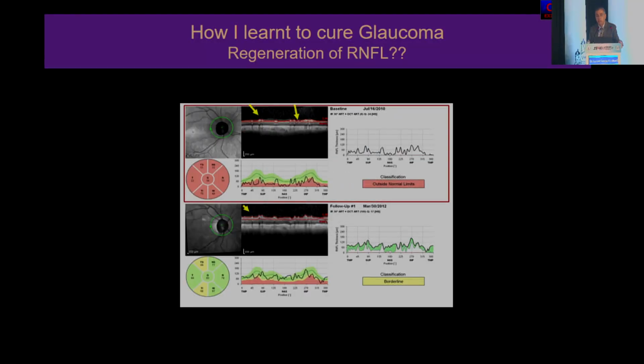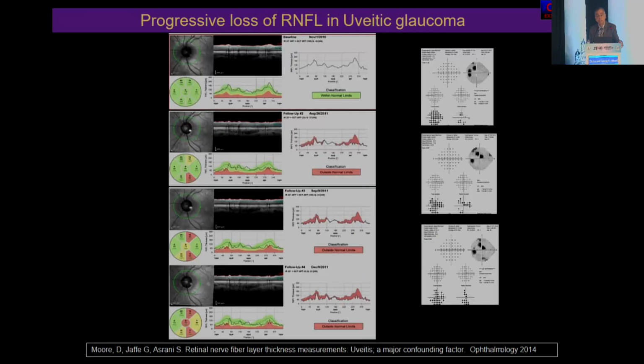This is how I learned to cure glaucoma in my spare time. This is a patient who came in 2010 with complete loss of nerve fiber layer. In 2012, the patient had regrown all their nerve fiber layer. How does that happen? Uveitis. Uveitis causes swelling in the nerve fiber layer.